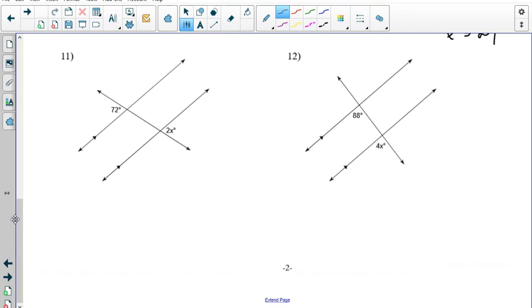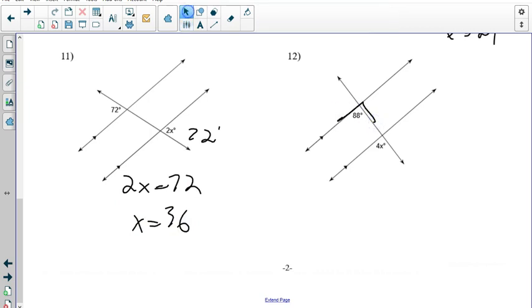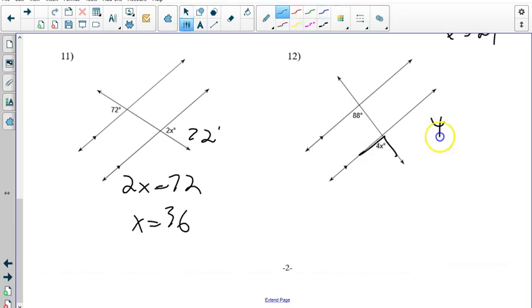Okay, alternate exterior angles, they're equal to each other. We already know this is 72. So x is 36. Right? Corresponding angles, they are equal to one another. So 4x equals 88. X equals 22. And that's clearly 88 degrees.